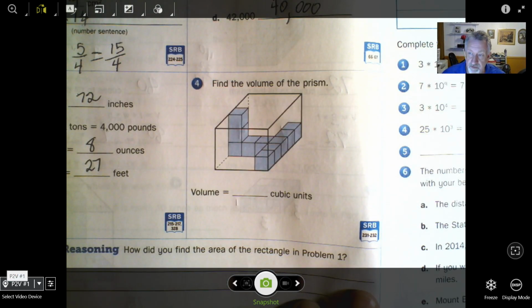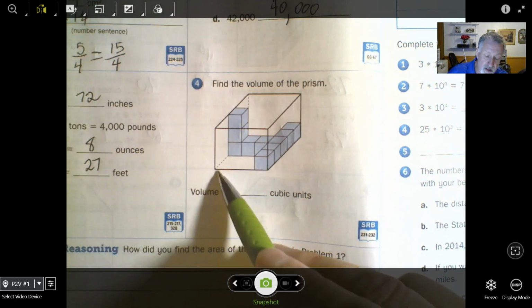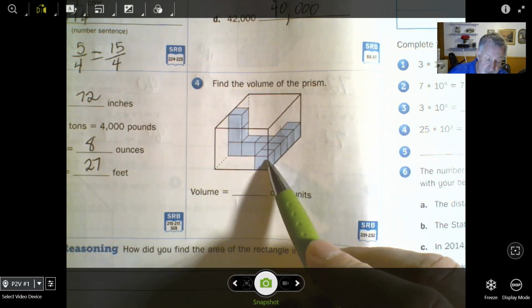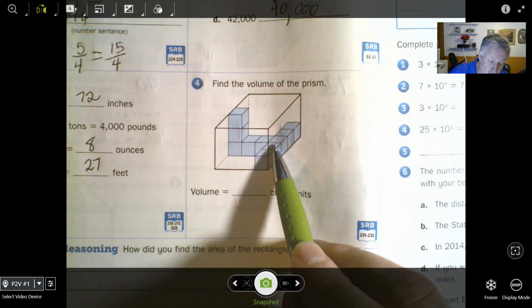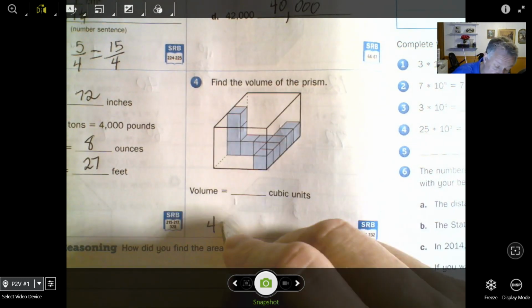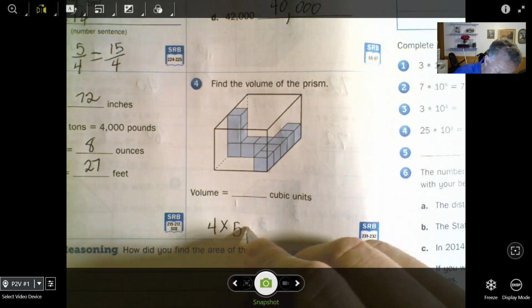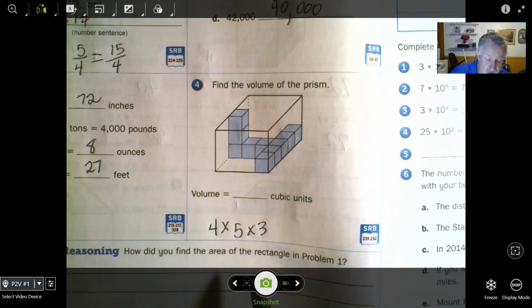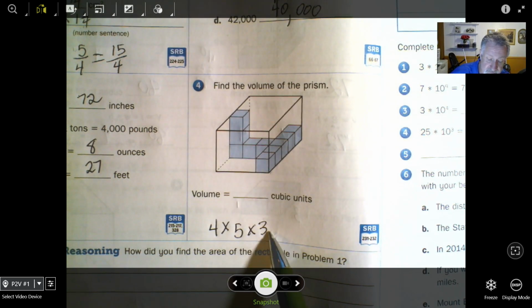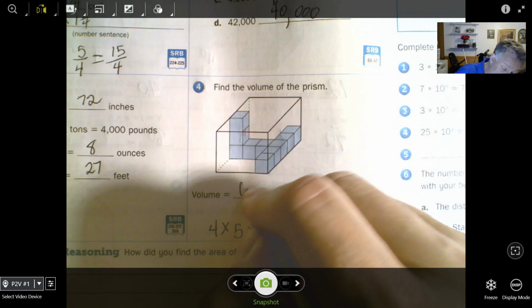And number 4, find the volume of the prism. I know that my formula for volume is length times width times height. So it's 1, 2, 3, 4 across. 1, 2, 3, 4, 5 in depth or width. And 1, 2, 3 high. And I'm going to go ahead and multiply 5 times 3 first to get 15. Double it. That's 2 times 15 is 30, but double it again to get 4 times as much, and 30 doubled is 60.